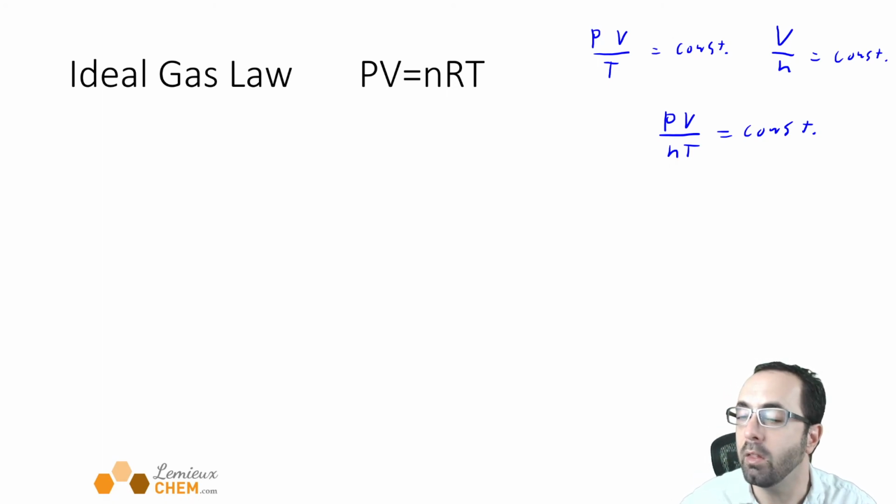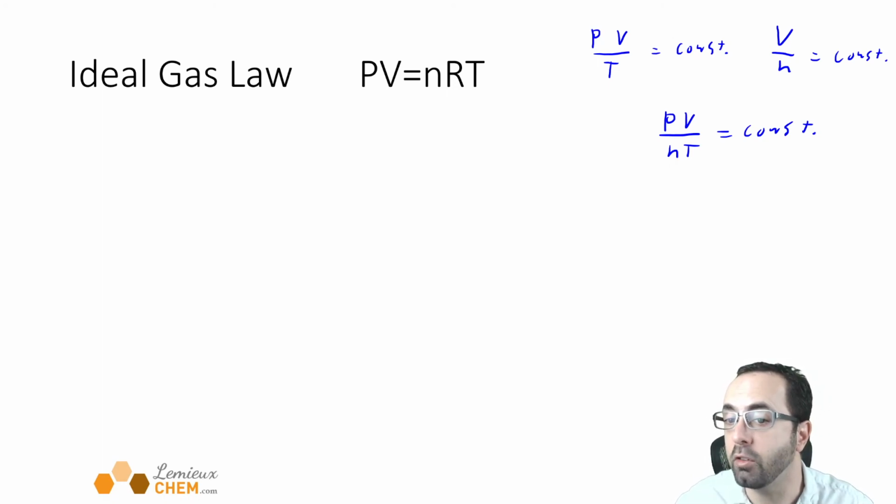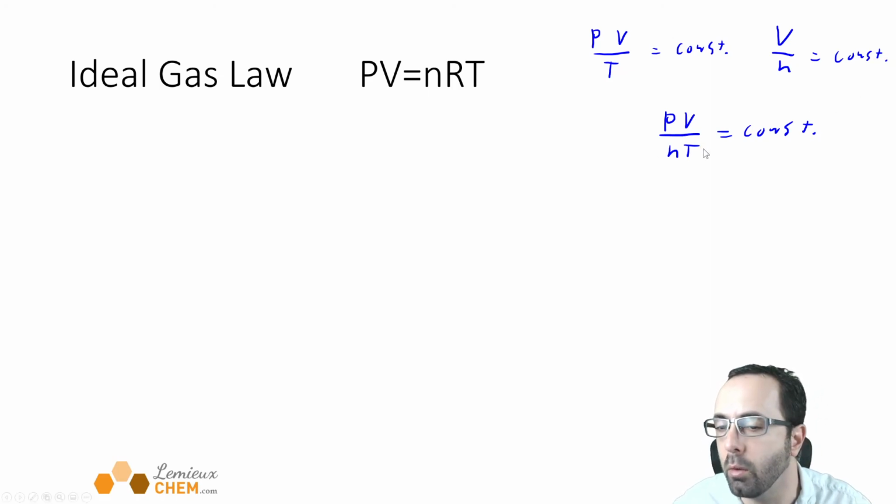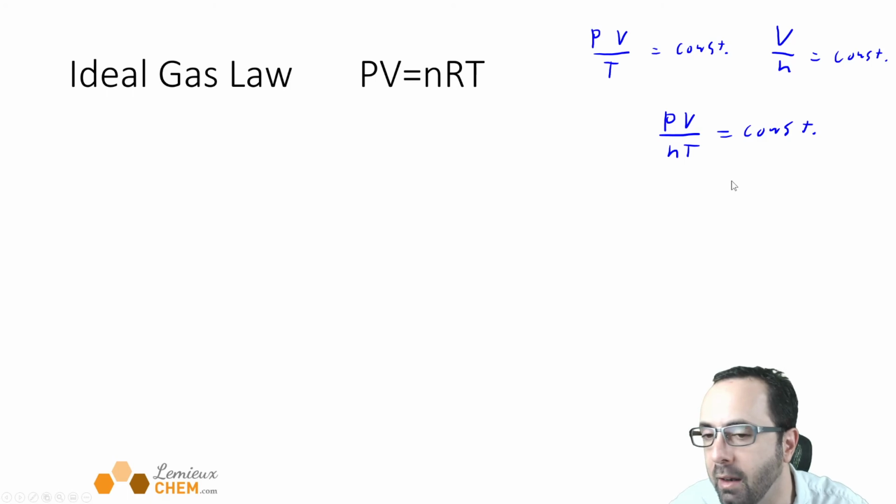Let's say the pressure and the temperature are constant. Then those go away, and we have V over N as a constant. That's true as well. And so we have basically an expanded version of the ideal gas law here.